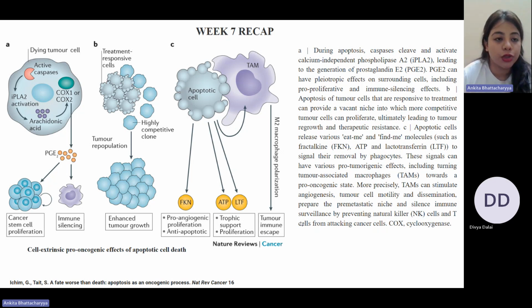So while one particular tumor cell is undergoing apoptosis and getting cleared off, it is supporting the survival of surrounding cells, particularly of stem cells, and is also creating an immunosuppressive environment which will protect those cells from the action of the immune system. So this becomes a pro-oncogenic effect. Then in the second panel, which is panel B, we are seeing that apoptosis of tumor cells that are treatment responsive can provide a vacant niche into which more competitive tumor cells can proliferate, ultimately leading to tumor regrowth and resistance.